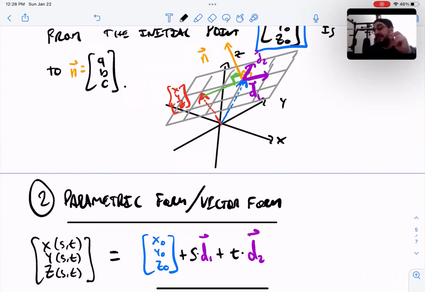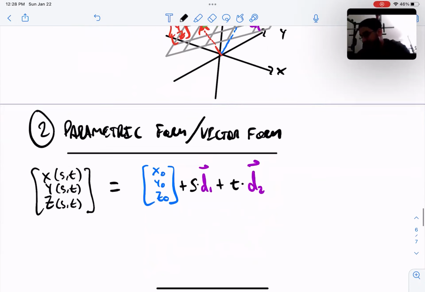Just like to get a line, you can start from one point, pick one direction vector, and multiply that direction vector by t for any number t, and then add it to your initial starting point. Same idea here, but you need two independent parameters and two direction vectors. One direction will specify a line, two directions will specify a plane. So this is the parametric form, or the vector form.